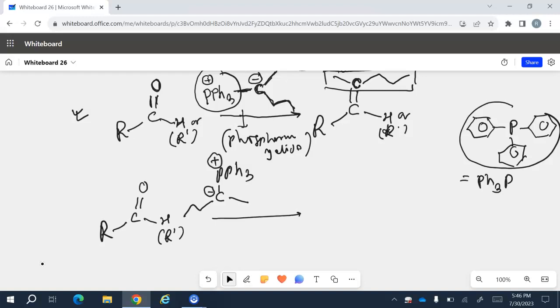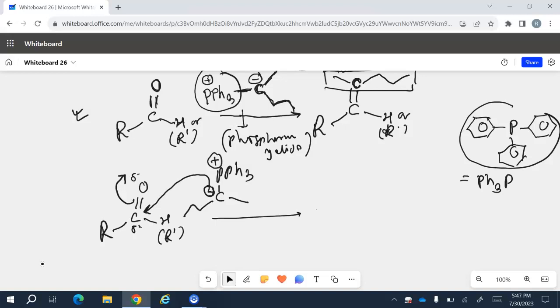Again, I'm copying this halide as it is here. Now I wrote in this format because in this case, carbon has a negative charge, and this negative carbon will attack the carbonyl carbon because it is slightly positive, while the oxygen is slightly negative. So the negative carbon will attack the carbon. At the same time, this oxygen now will possess a negative charge.